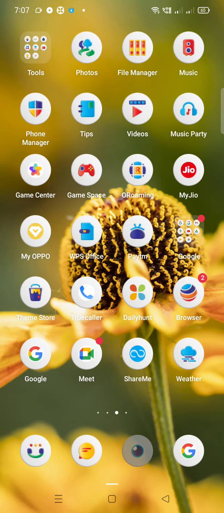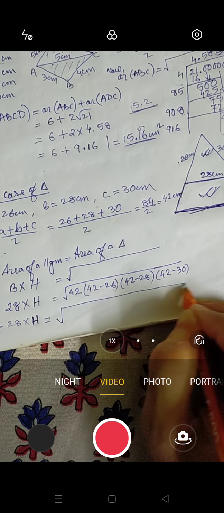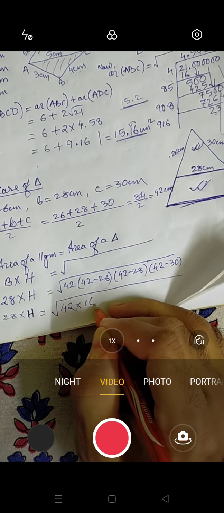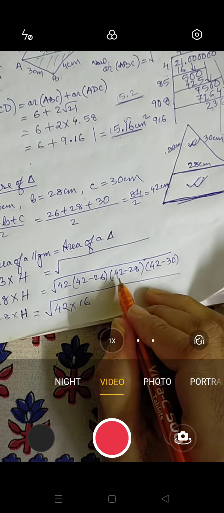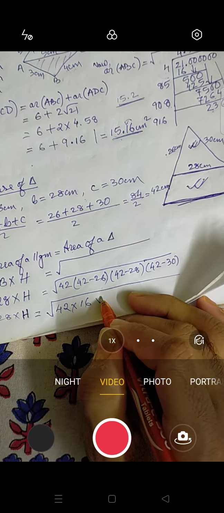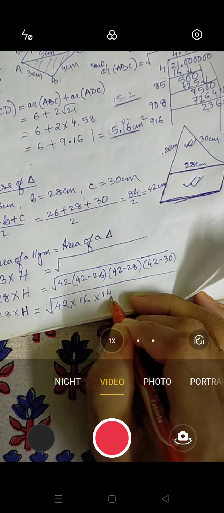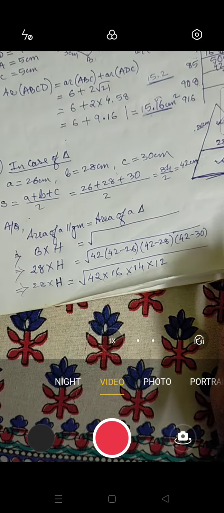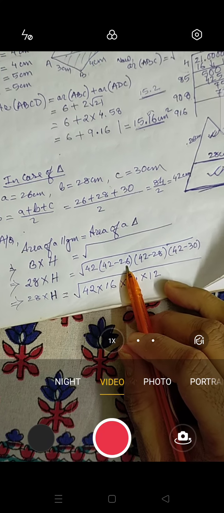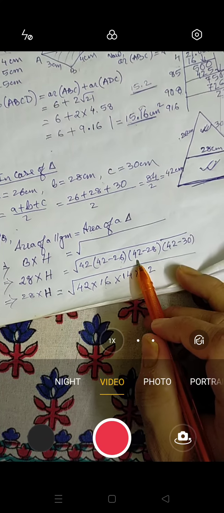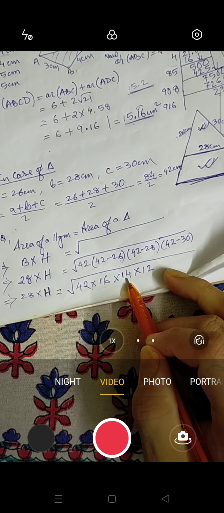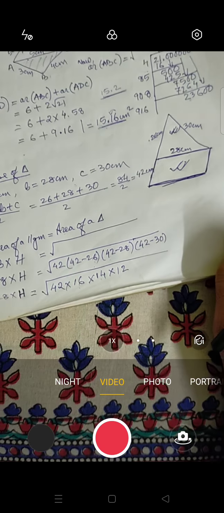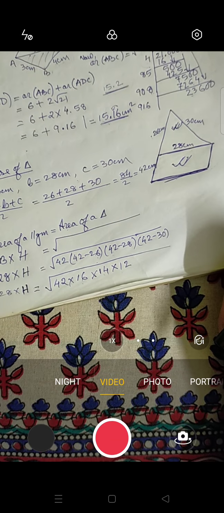Now you can subtract this and write 42 into. If you subtract this one, I think you will get 16. And if you subtract this one, you will have 14. Yes or no? And this one will be 12. Just check it, okay? Don't believe me, check it on your own. 42 minus 26 is 16, 42 minus 28 is 14, 42 minus 30 is 12. Yes, correct.